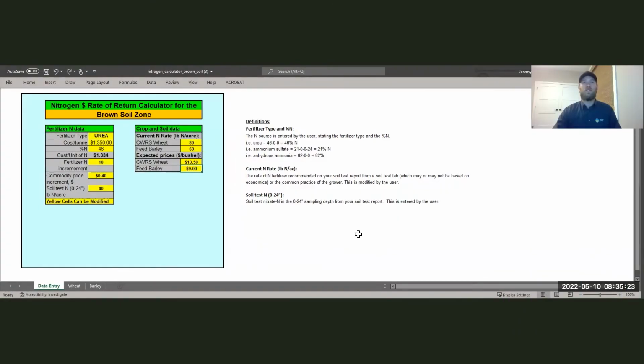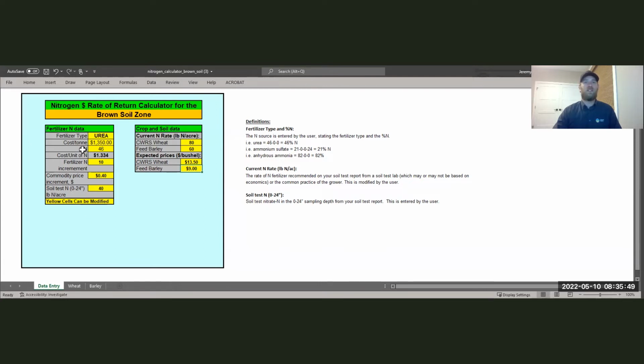So today I'll demonstrate the 3 tabs found within each calculator, the yellow adjustable cells found within the data tab, where you can input information specific to your farm, and how to interpret the results in the wheat and barley tabs. There are 3 tabs found within each calculator: the data entry tab, the wheat tab, and the barley tab. The data entry tab will be where you input information specific to your farm.